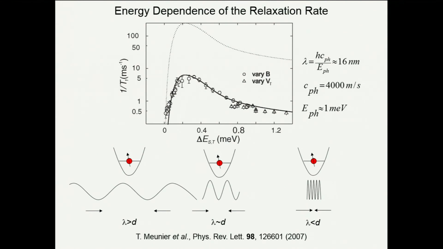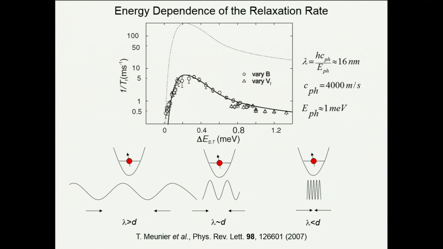If the wavelength is really, really short compared to the dot size, then the quantum dot just averages over all these rapid oscillations and is unaffected. But if the dot size is comparable to this wavelength, then you'll have maximal coupling. And this is a later paper, again by the Delft group, where they measured the relaxation rate as a function of, in this case, singlet-triplet splitting, and showed a non-monotonic dependence of the relaxation rate that they linked up to this kind of self-averaging over the crystal field.